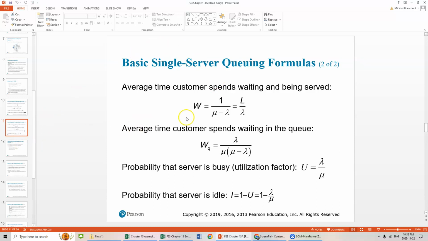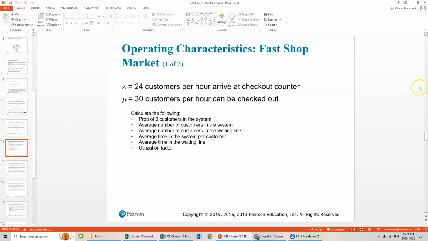So those are some of the common formulas we use. We're going to look at this example where there are 24 customers arriving per hour at a checkout counter and 30 customers per hour that can actually be checked out. So of course mu is greater than lambda, so it means that this system is not going to get infinitely large.